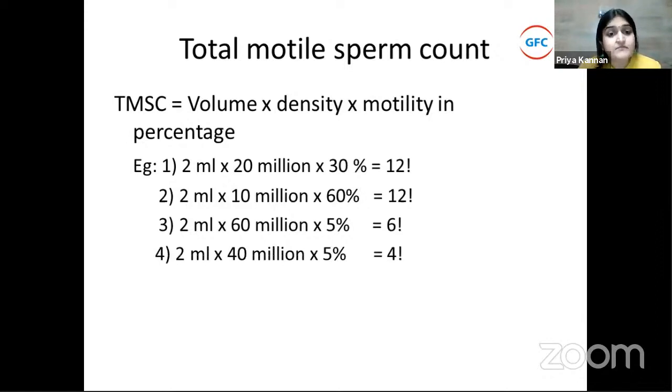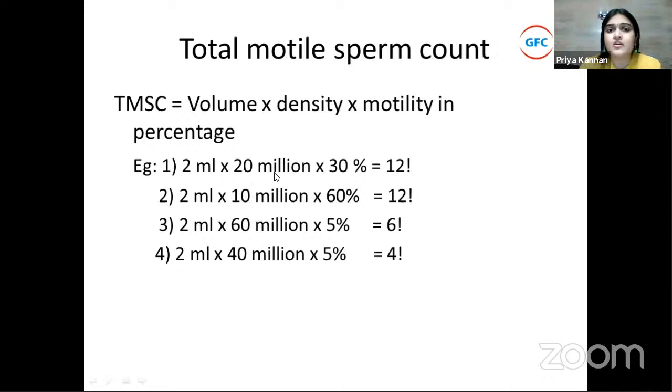And here, when you have as high as 40 million, but only 5% motility, then the total motile sperm count would be 4. Why is this important? We are coming to this soon. But just do remember that here, that's a stark difference.